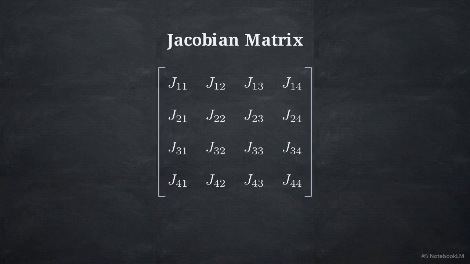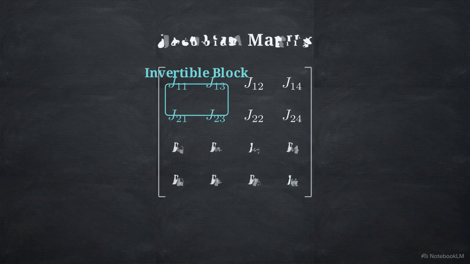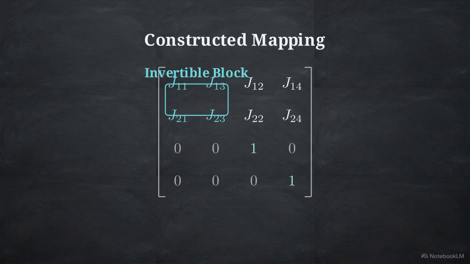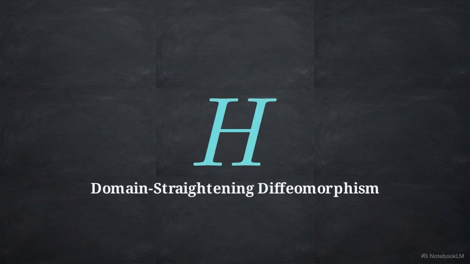Step 1. We reorganize coordinates so the Jacobian's top left forms an r by r square block. Assuming constant rank r, this block's determinant is non-zero and invertible. Step 2. Rudin constructs a temporary mapping applying f to the first r coordinates, forming identity blocks below. Step 3 focuses on this new construct. Because the matrix is non-singular, we apply the inverse function theorem. The output isn't an abstraction. It collapses to give us exactly h, the domain-straightening diffeomorphism needed for our equation.